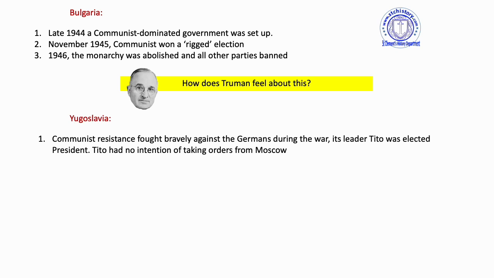Yugoslavia, they resist, they fight bravely. So their leader, Tito, is elected to be president. Tito went on to be a bit of a thorn in the side of Moscow for years. He just had no intention of taking orders from Moscow. So kind of in and out, half in, half out of the satellite states. Again, similarly, half in, half out of the Warsaw Pact when that's set up in 1955. So Yugoslavia is an odd one, but it does form its part in this buffer zone.